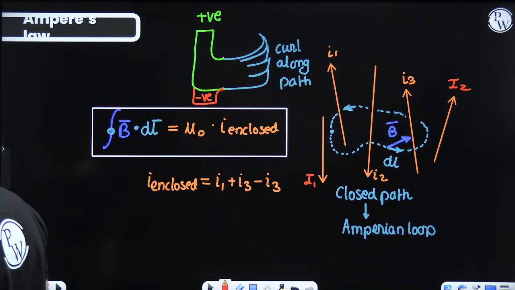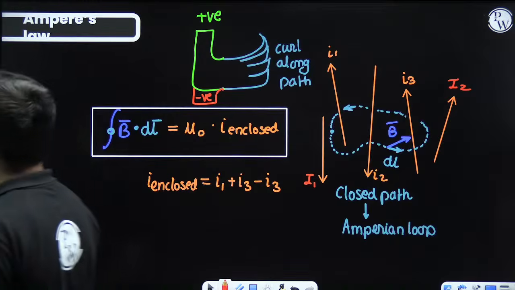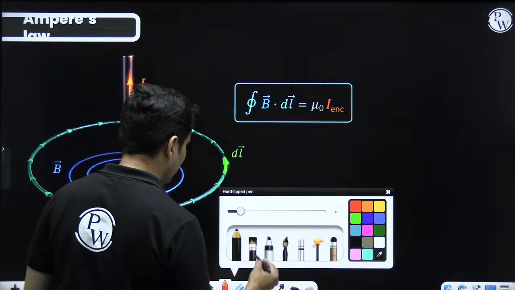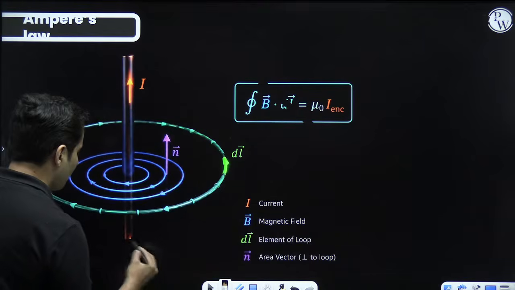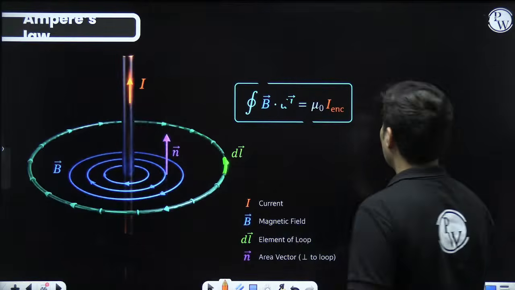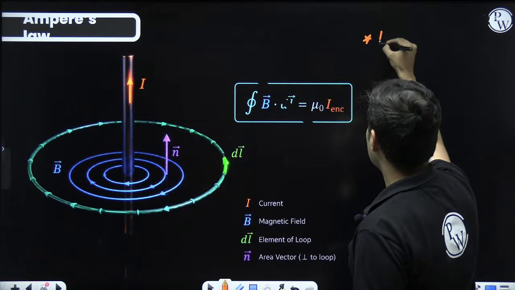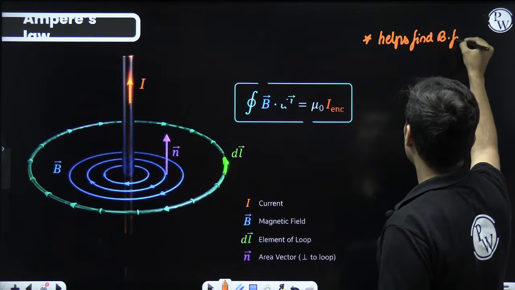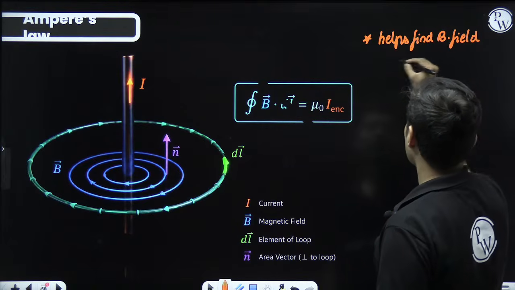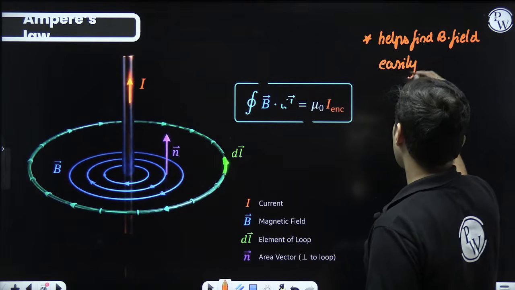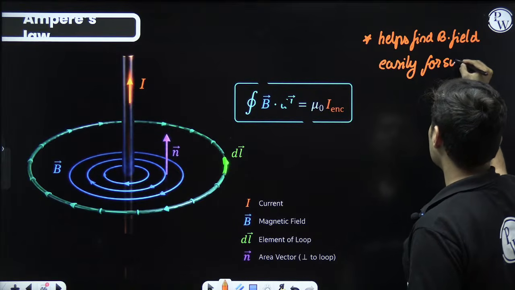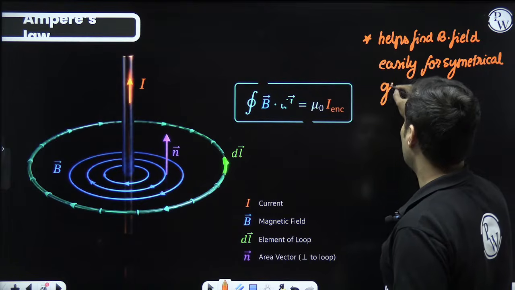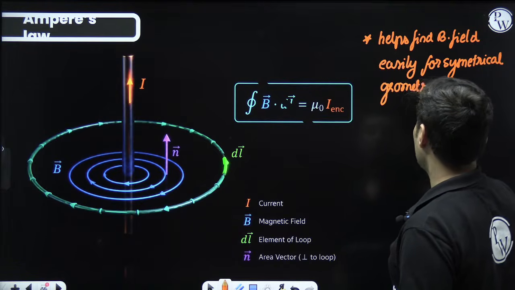Yes, Quasi, what doubt? What are the bases on which we select the loop? Very good question. So we'll come to that also. One second. Our Ampere's law, first of all, helps find the magnetic field easily for symmetrical bodies, for symmetrical geometries. Number 1.